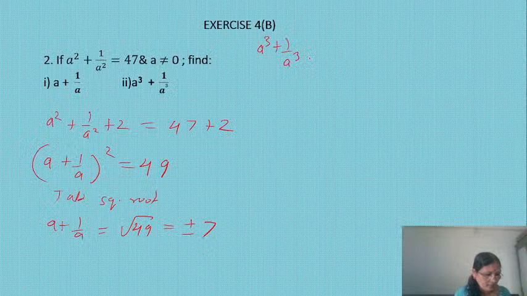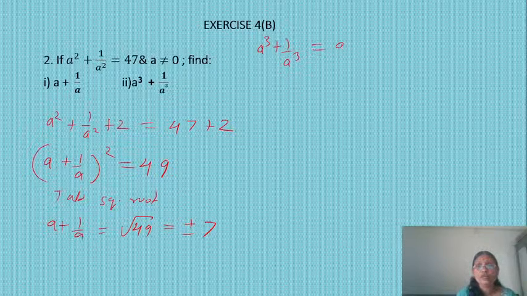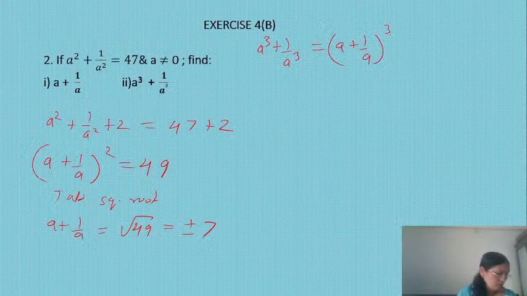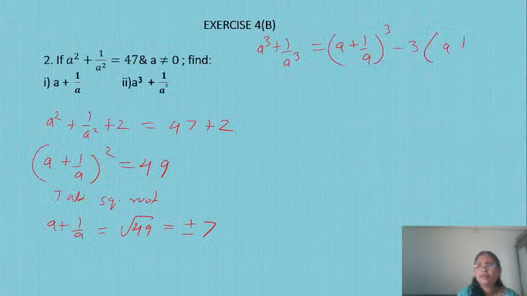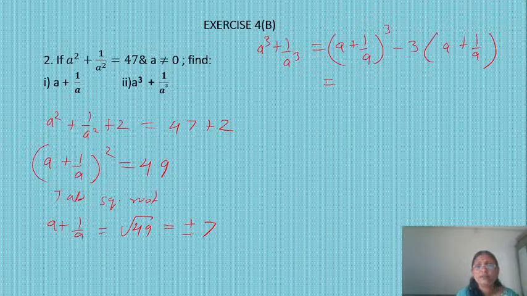Hello everyone. Identity: a cube plus 1 upon a cube is equal to a plus 1 upon a the whole cube minus 3 bracket a plus 1 upon a. This exercise is much easy. A plus 1 upon a value we already have got, plus or minus 7. So if we take plus 7, okay.